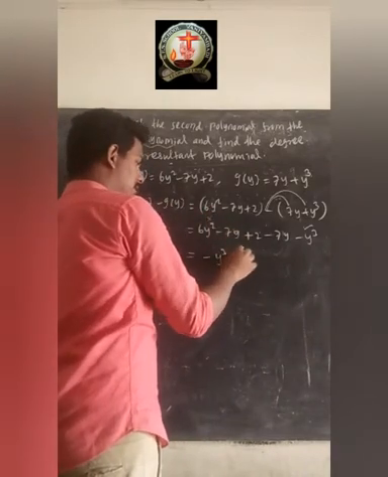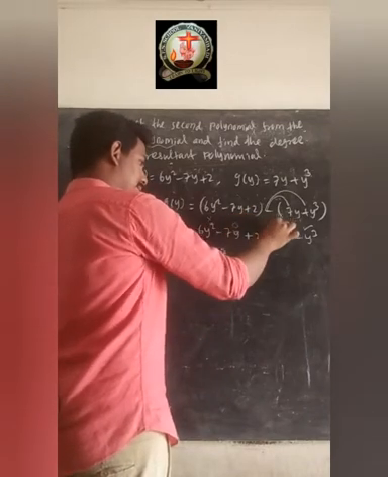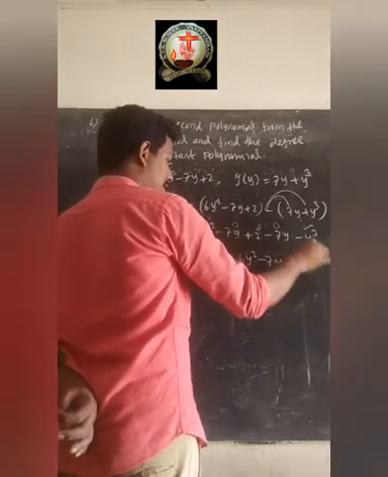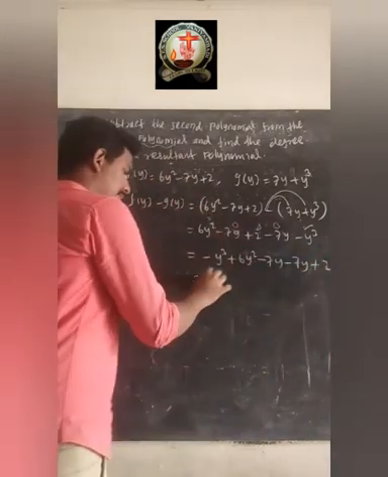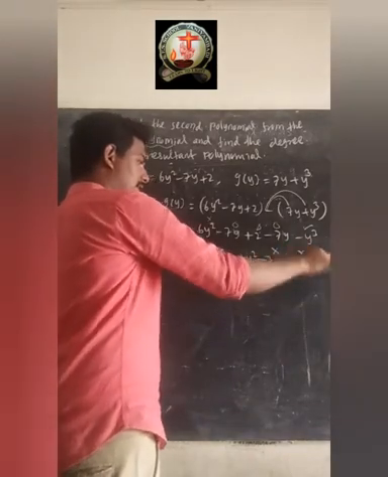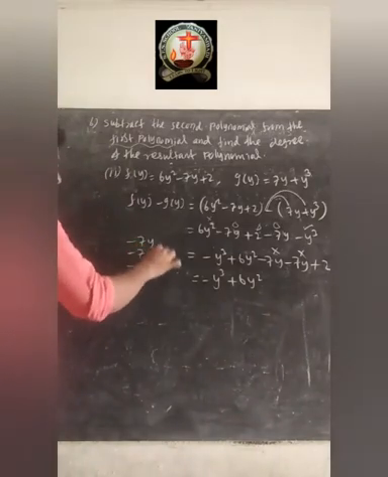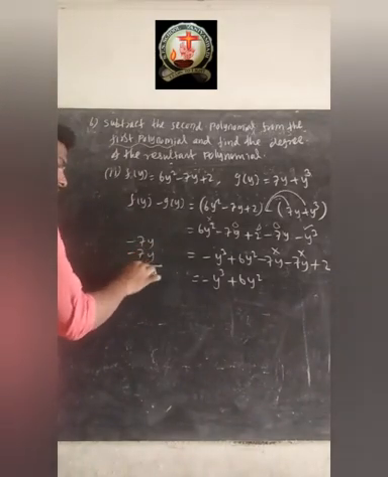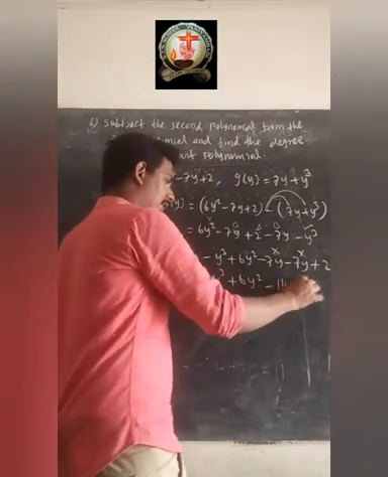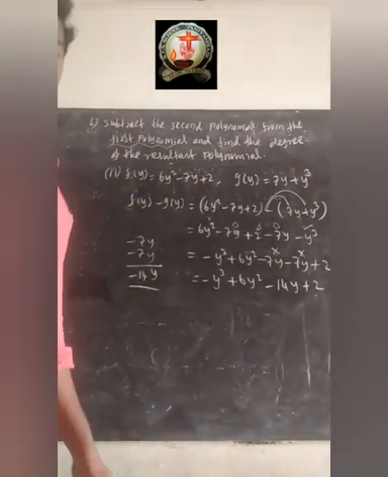Next highest power is 6y square. Next lowest power is minus 7y, minus 7y, and at last the constant. So minus y power 3 plus 6y square minus 7y minus 7y. Two numbers with the same symbol, add them and keep the same symbol. Minus 7 minus 7 answer minus 14. Minus 14y plus 2. So this is the answer for subdivision 2.